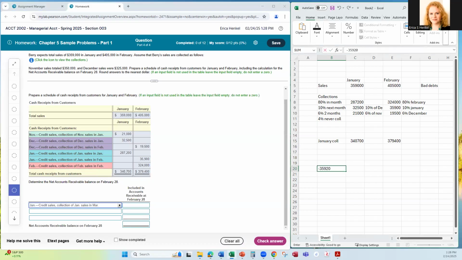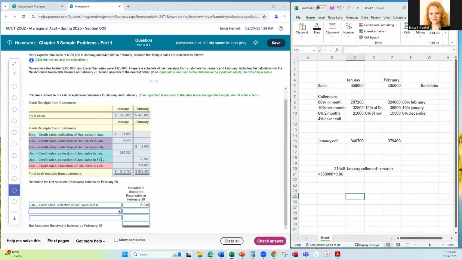So that will be January collected in March. Let me just double check my math on that. 300, oops, that's it. There we go. So 21,540. Formula here so you can see what it is. No, I put a negative sign in there.